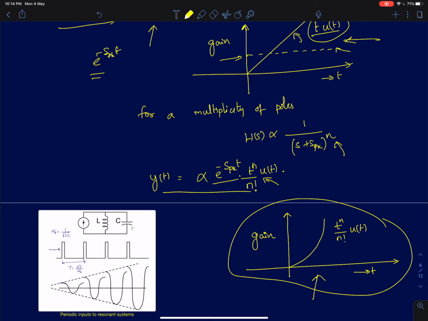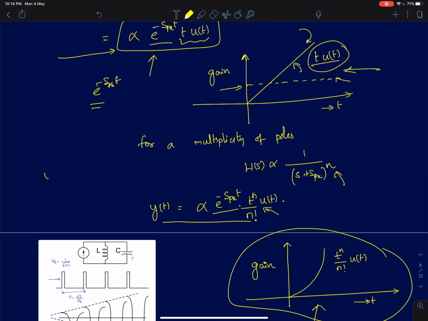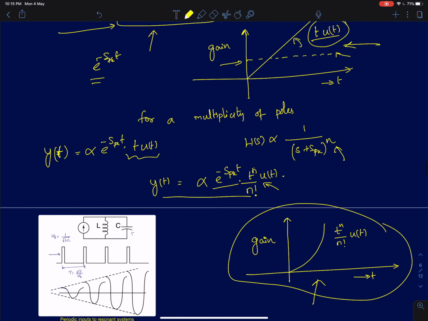Now I'll talk about this term. The main point that we discussed is that if you assume a causal system and the input starting at t equal to 0, for a single pole system with one pole at spk, the output will be of this type, e power minus spk of t into u of t. And the gain offered by the system is time varying, and as t tends to infinity, the gain tends to infinity. So I'll discuss one example.